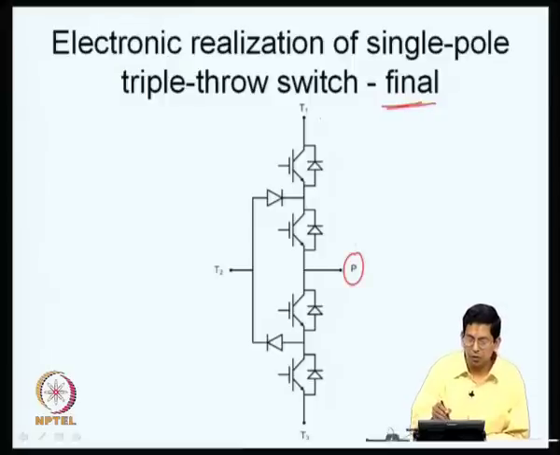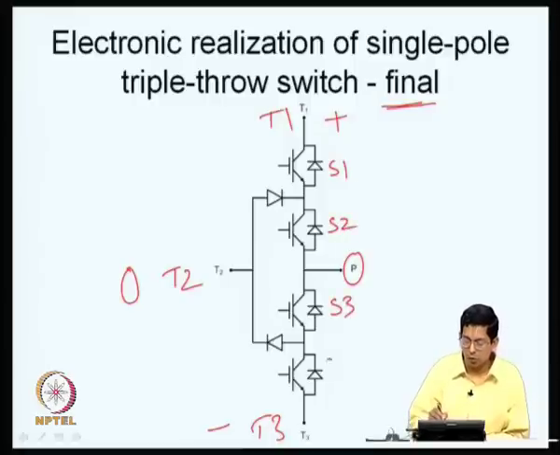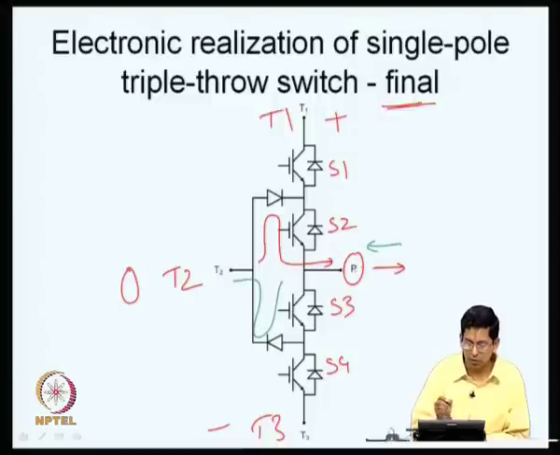This is the pole P, this is the throw T1, this is throw T2, this is throw T3. This is connected to the positive terminal, this is connected to 0, this is connected to minus. So, you have S1 and S2 on for connecting the pole to the top throw, S3 and S4 on for connecting the pole to the bottom throw, and the other switches are off. If you have to connect the pole to the middle throw, then you keep S2 and S3 on. If the current at the pole is like this, connected to T2, then the current will flow like this. If your current is in the opposite direction, then it could flow like this. So, this provides a bidirectional current path.